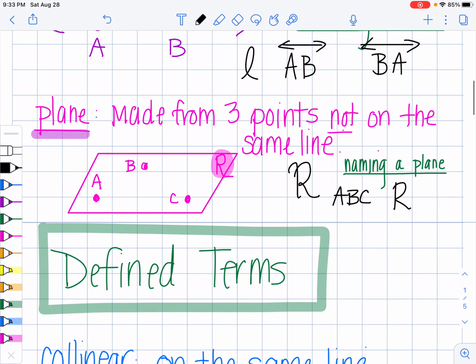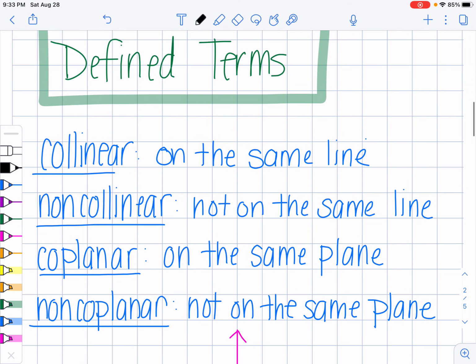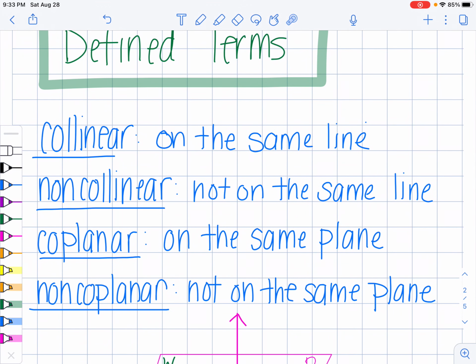Okay, so let's talk about some defined terms. These are some words that you're going to need to know. The first word is collinear. Look at this word, collinear, and you see the word line. Collinear means I have points that are on the same line. So if I had a line like this, all these points are on the same line. They're collinear.